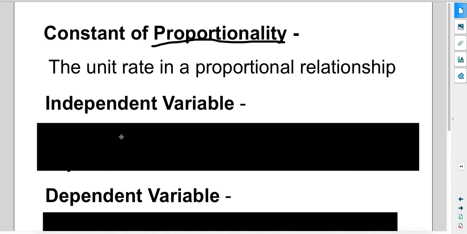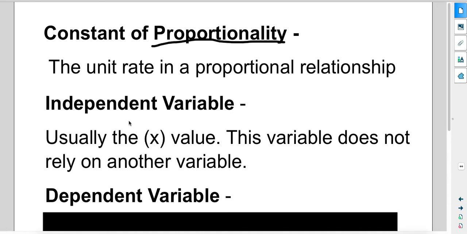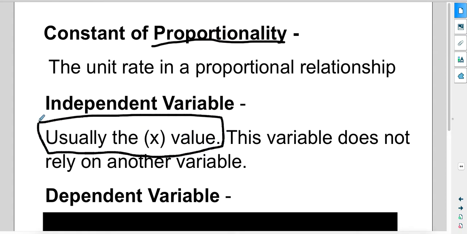Now, we will be talking about independent variables as well, and if you remember from class, it's usually the x value, and I want to make sure that you understand that this is important right here. So you might want to put a square or underline this part, but it's usually the x value, and this variable does not rely on another variable. It makes its own decisions.